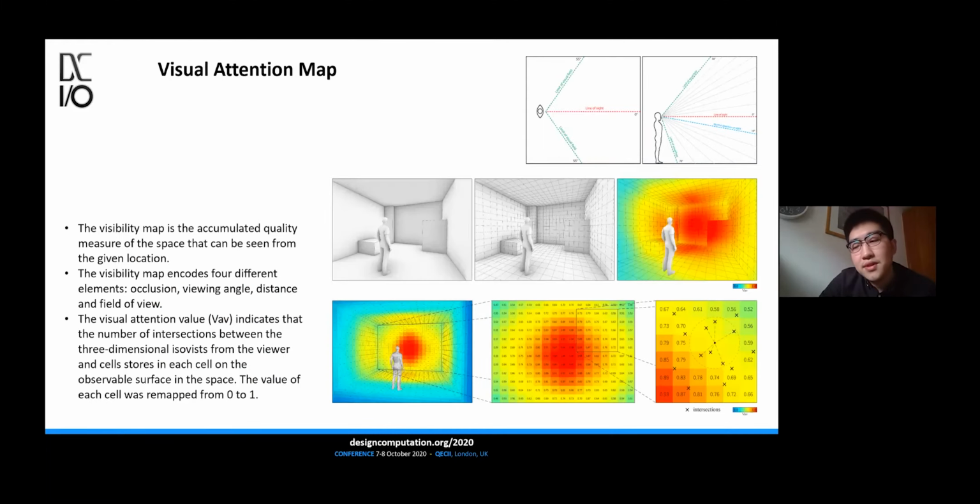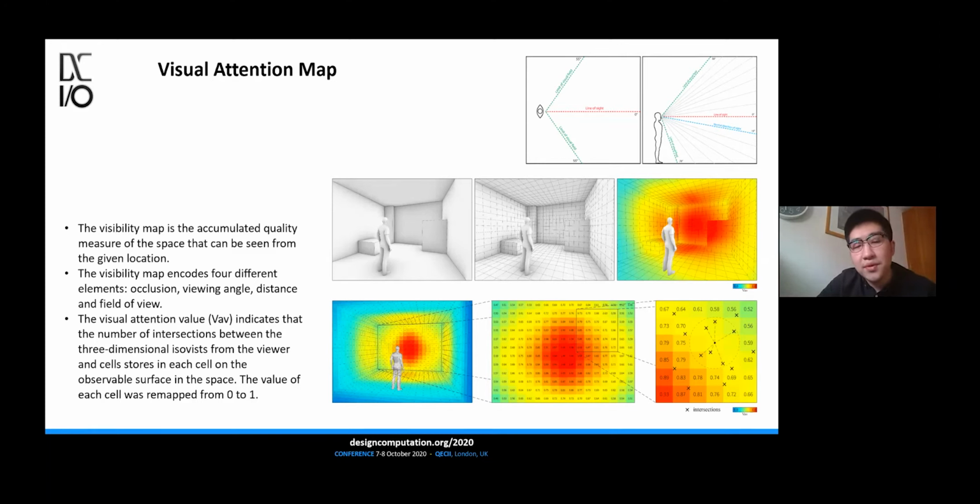For the visual attention map, we are developing a three-dimensional visual attention value, like the isovist. The visibility map is the accumulated quality measure of the space that can be seen from a given location. We follow the line of sight and the angle of view, which is 120 degrees horizontally and 175 degrees vertically. The visibility map encodes 4 different elements: occlusion, viewing angle, distance, and field of view.